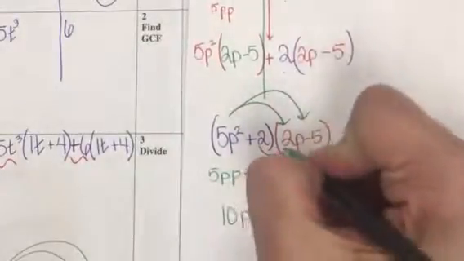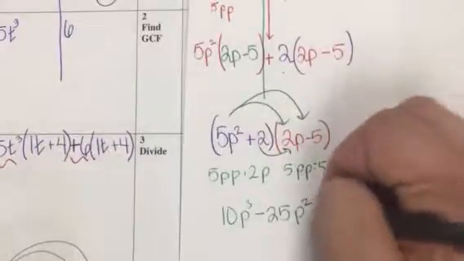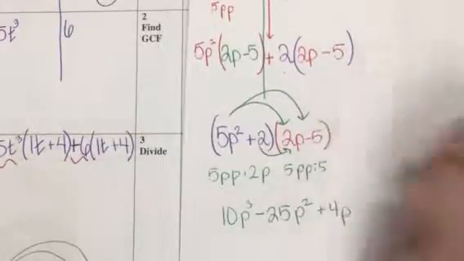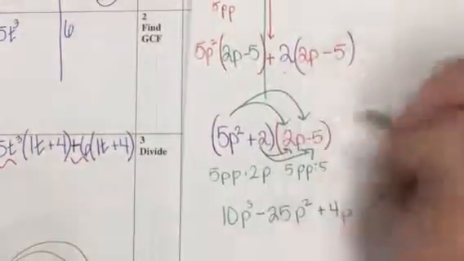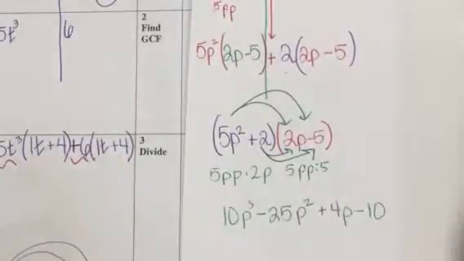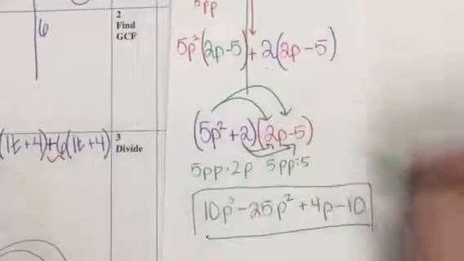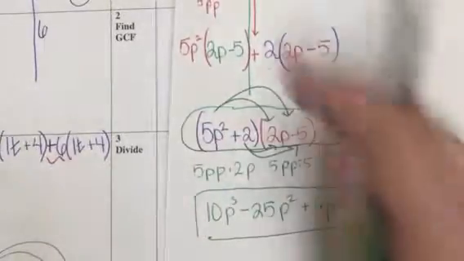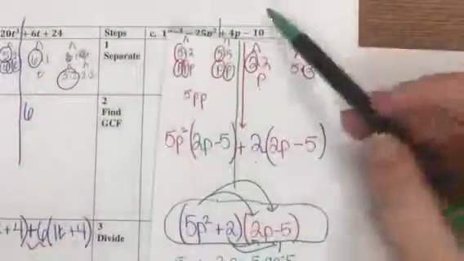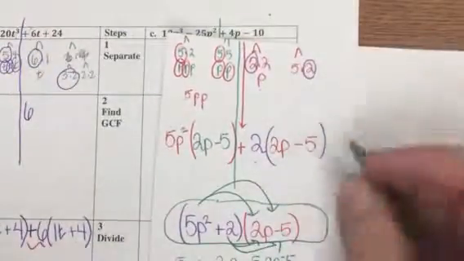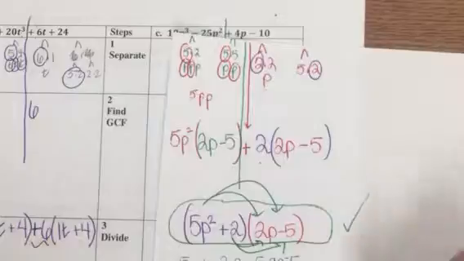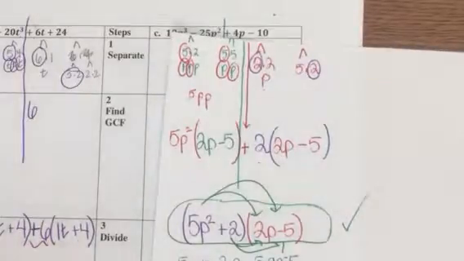Now let's take the 2. 2 times 2p is positive 4p. 2 times a negative 5 is a negative 10. There are no like terms, so there is my answer. Now, did this come out to that original problem? Yes, that is the exact same expression that I had in the original problem. So this is my answer. This was the check. Okay?